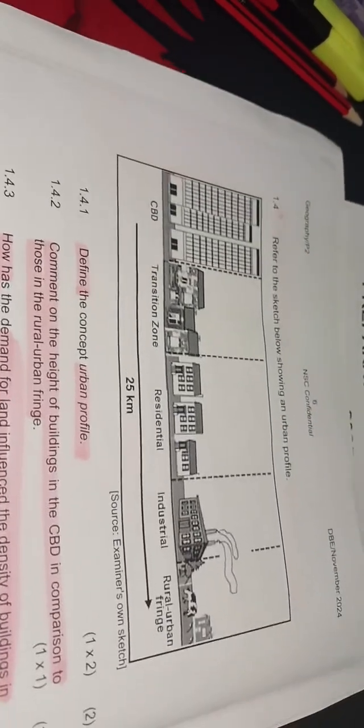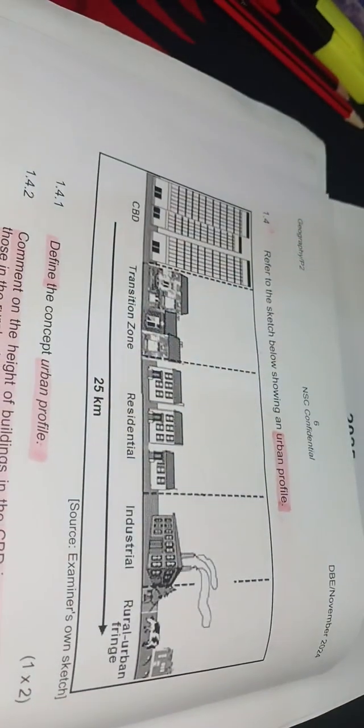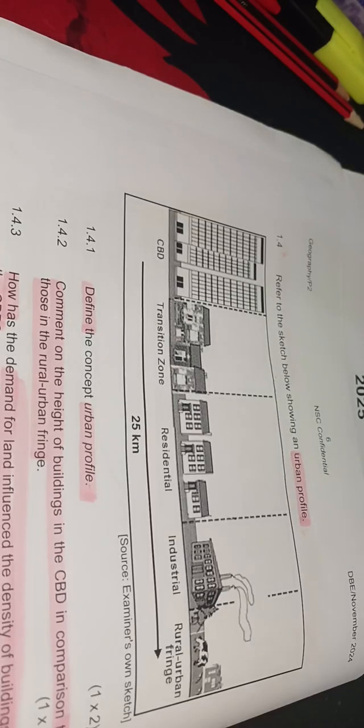Sharp. See guys, what is happening here? We are back again to the urban profile. Remember, in the 2025 paper, we did the urban profile. Refer to the sketch below showing the urban profile. What did we say? The height of your buildings from the CBD is high here, and the height decreases as you move away towards the periphery. That is your urban profile, the side view of an urban area.